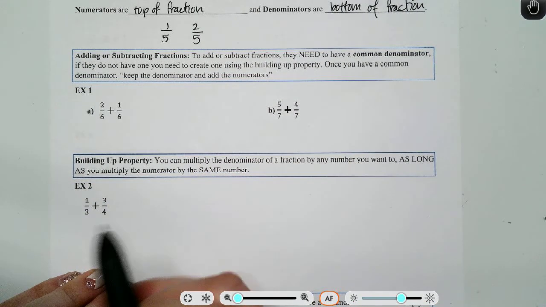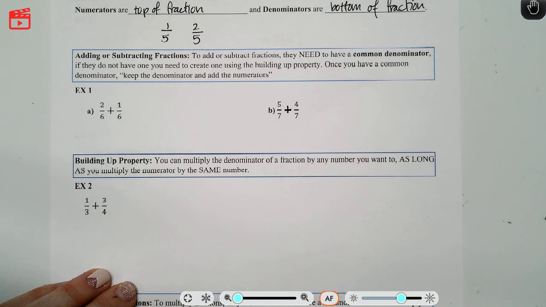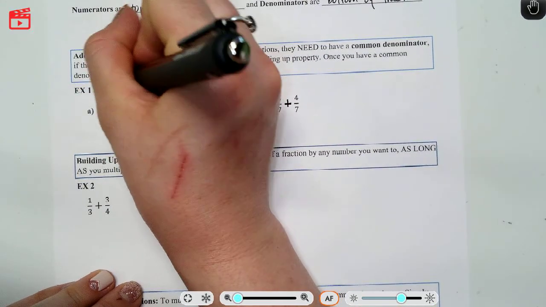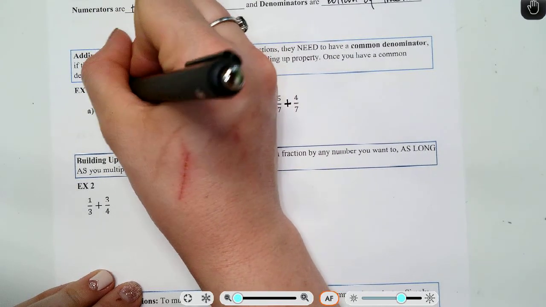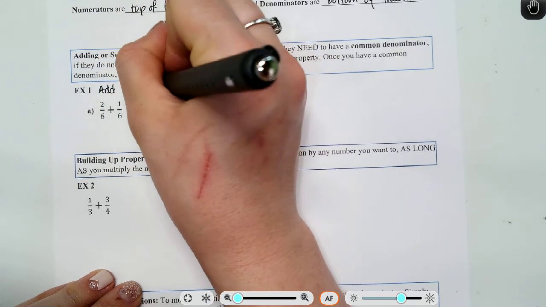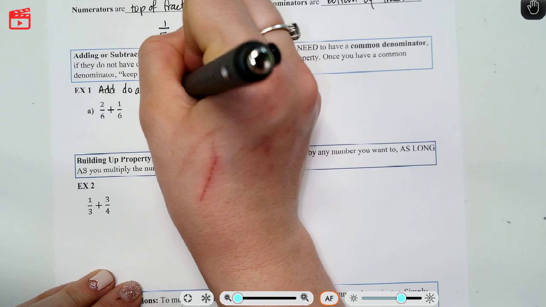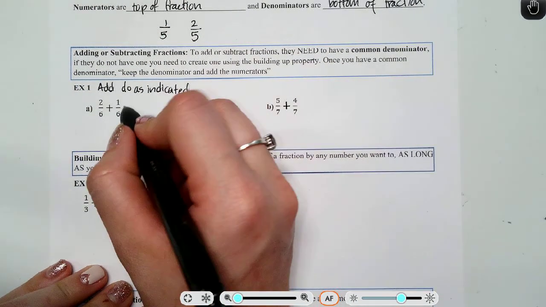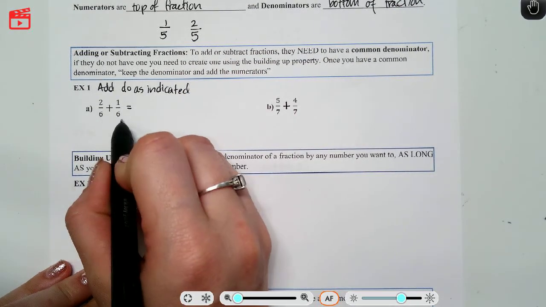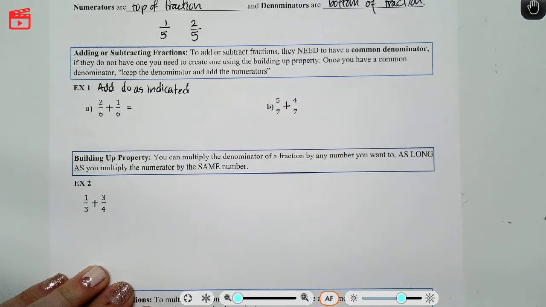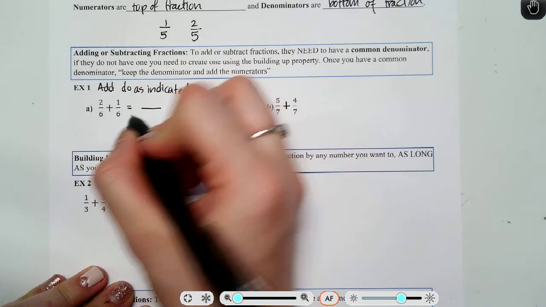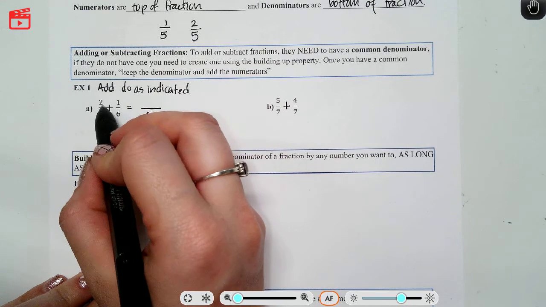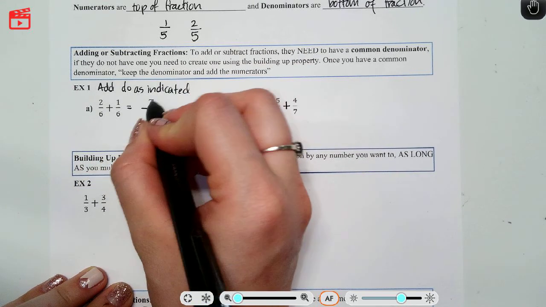All right, so example 1, we're asked to add the fractions, okay? Add, or what we might say is do as indicated. All right, so we're going to go ahead and add across. So the denominators are the same, so good, we can go ahead and add the fractions. We don't have to do anything. Okay, denominator is the same, so we'll keep it. It's going to be 6. And then 2 plus 1 is going to be 3.